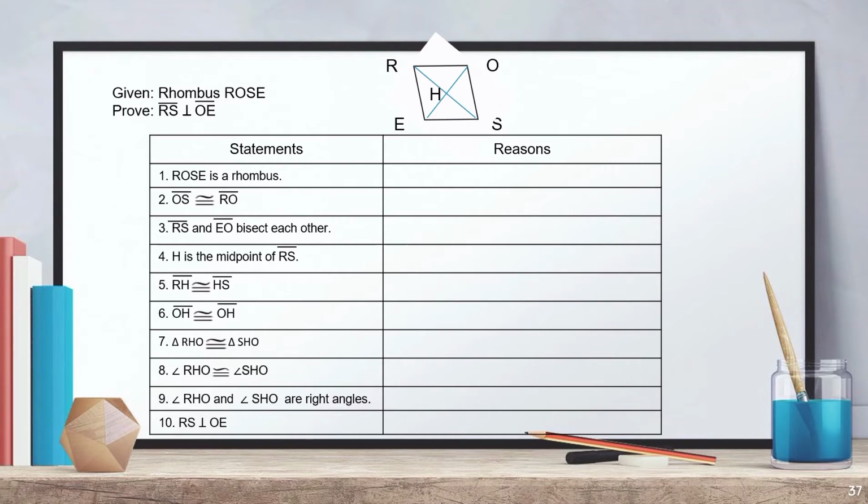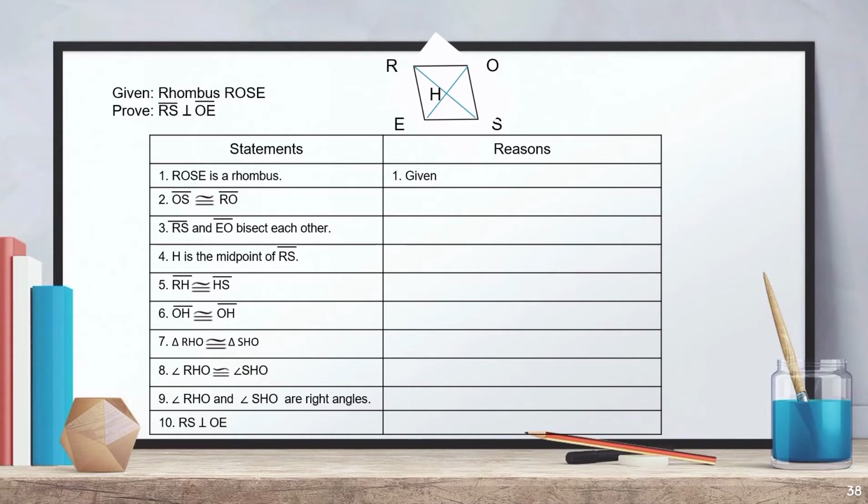When we say perpendicular, they must form a right angle upon intersecting each other. So again, we have here the two-column proof. We have the statements and the reasons. Okay, number 1 statement, ROSE is a rhombus. What must be the reason? Of course, it's given.